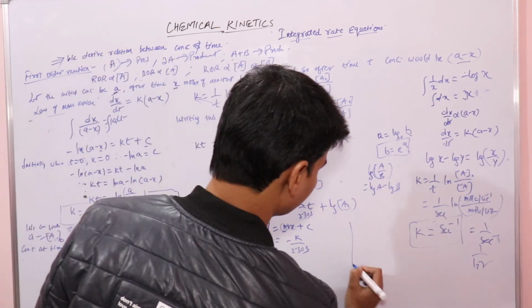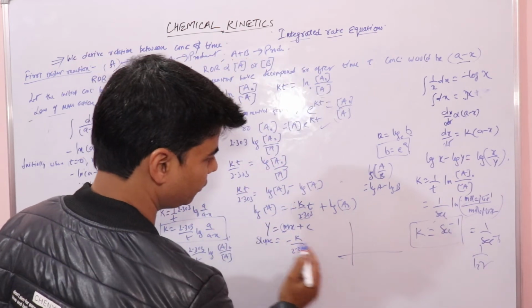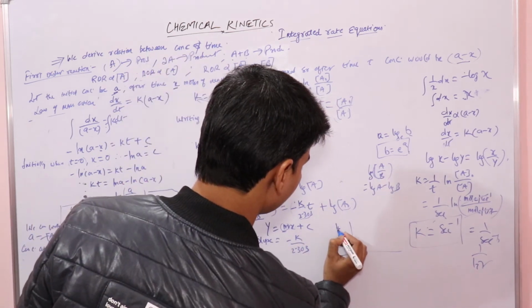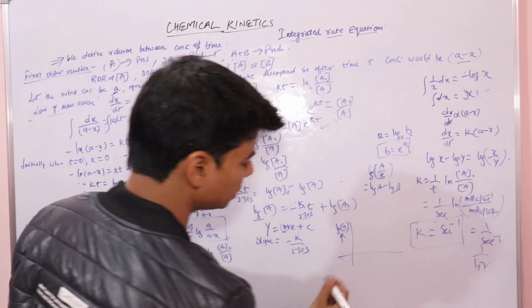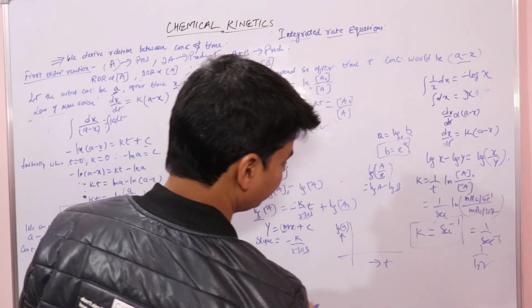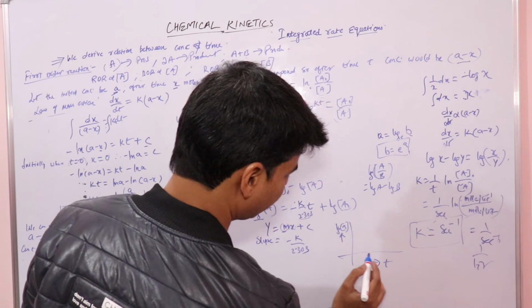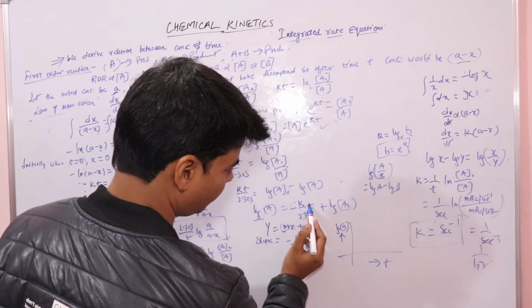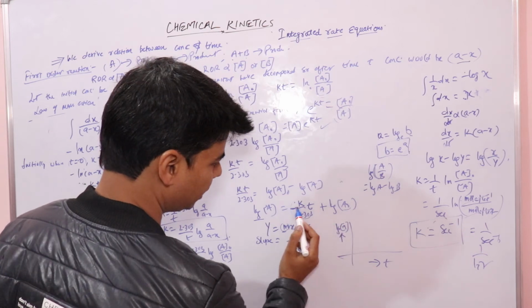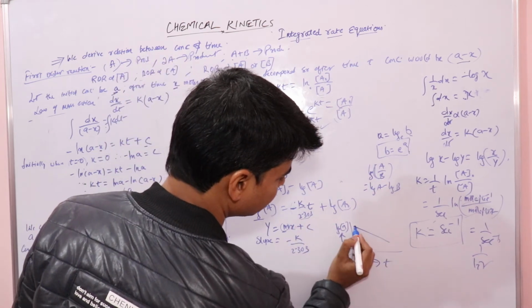So if you draw a graph using this equation, between log a, which is the concentration of a, and time t, you will get a straight line. If you increase t, you get more and more negative values, so the equation would look like this.